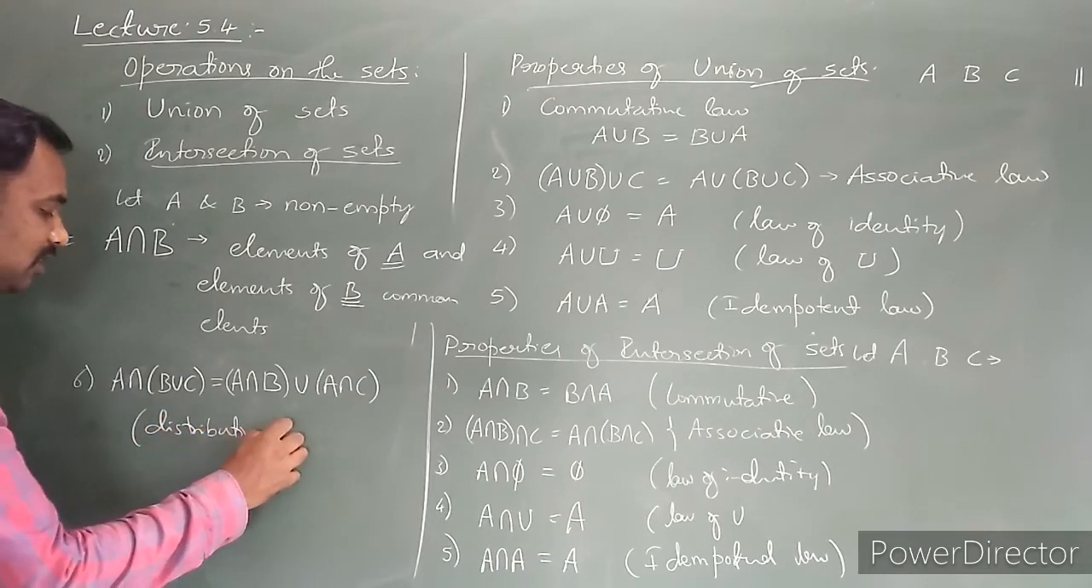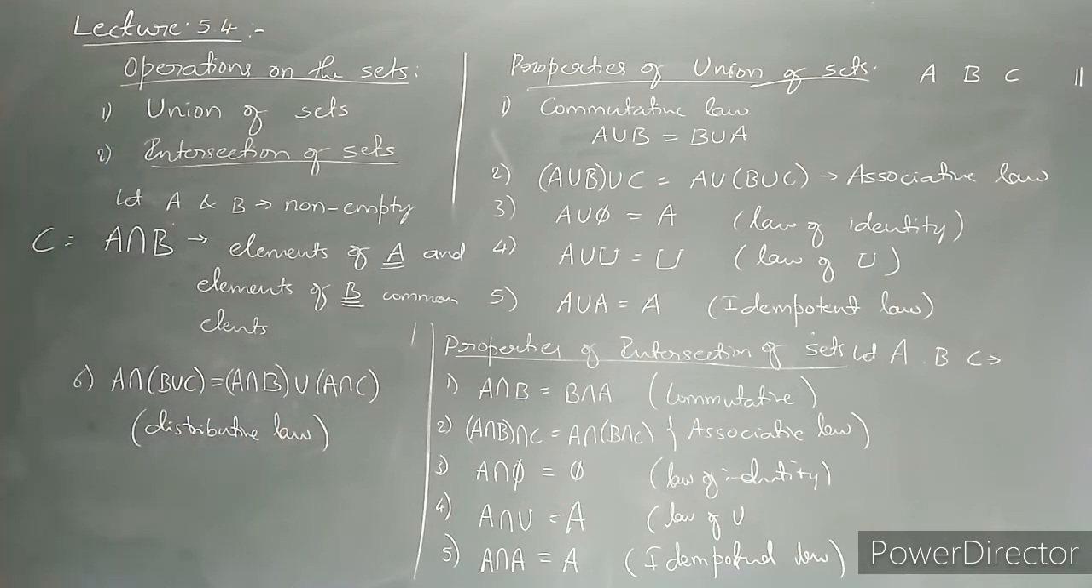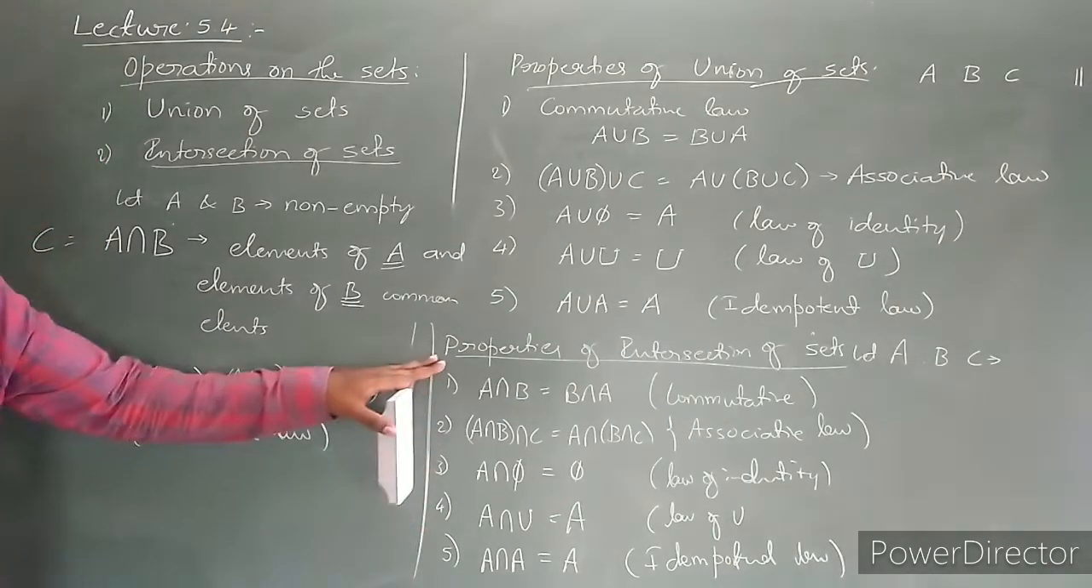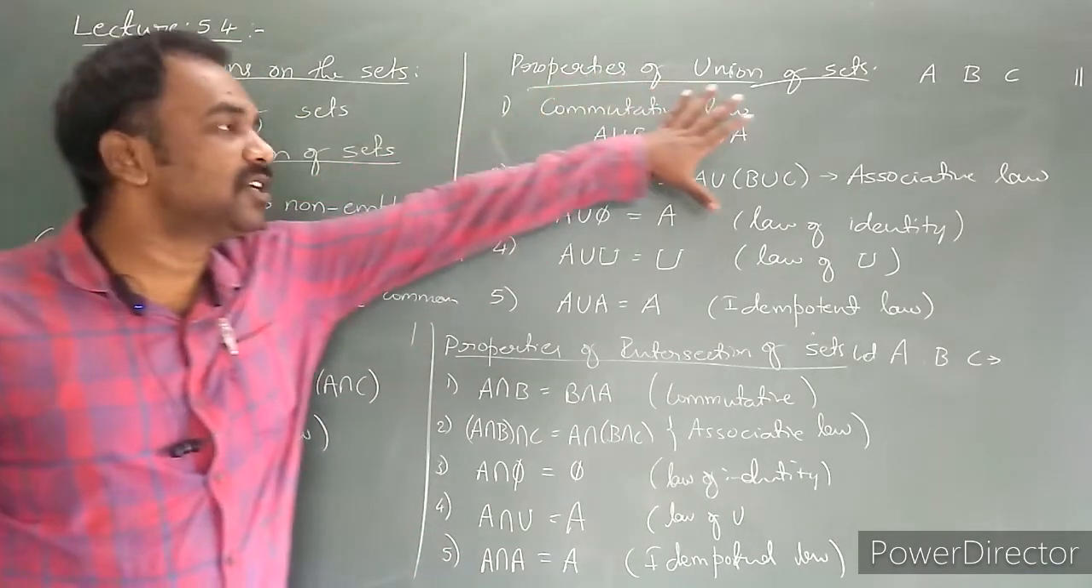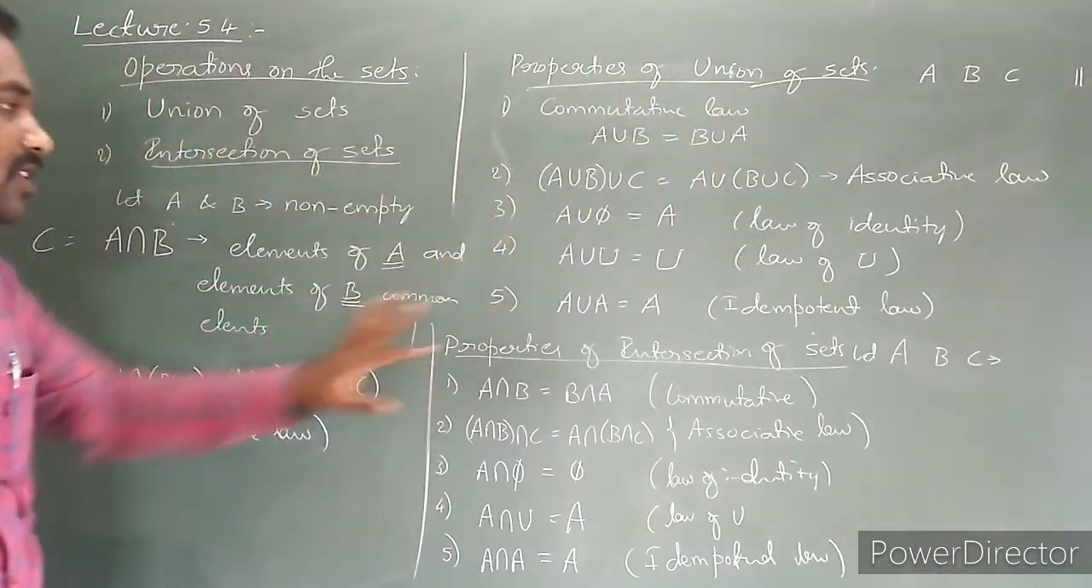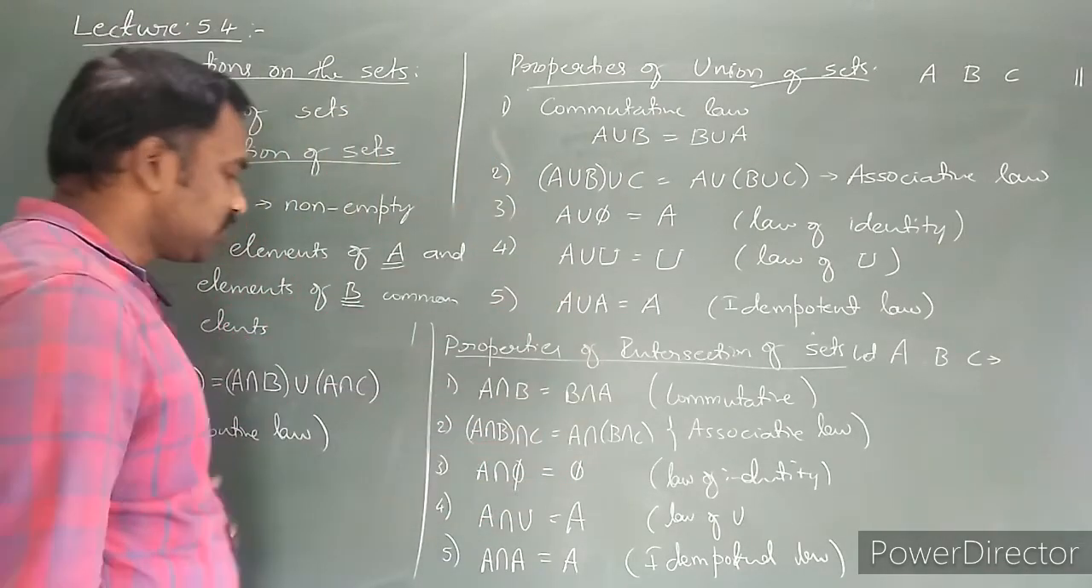This is said to be a distributive law. So these are the 6 properties of intersection of two sets, and these are the 5 properties of union of two or three sets. Very important properties you must remember.